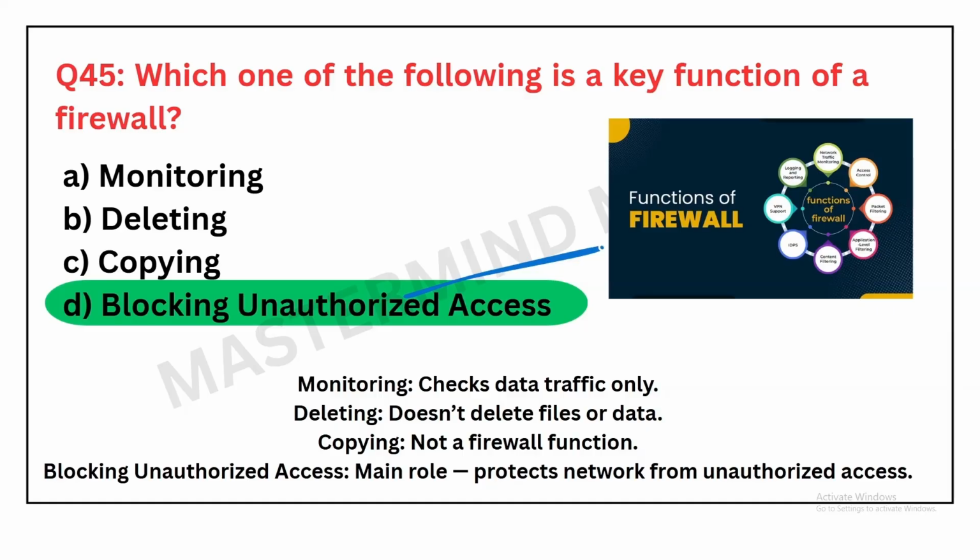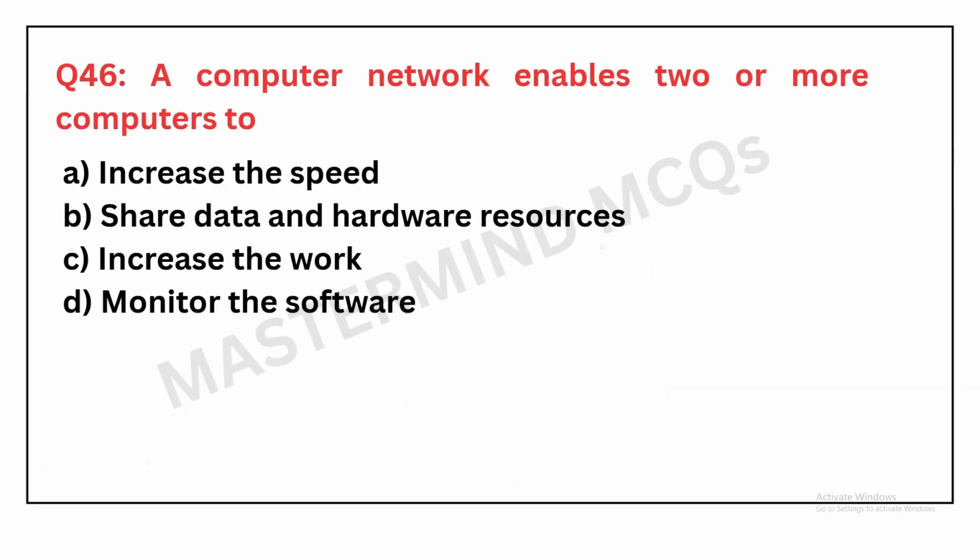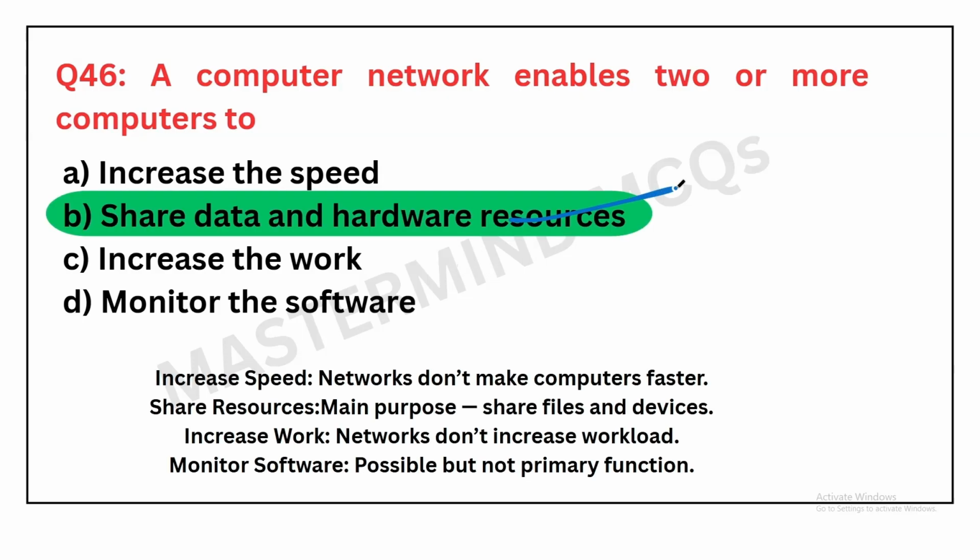Question number 46. A computer network enables two or more computers to option A, increase the speed, option B, share data and hardware resources, option C, increase the work, option D, monitor the software. The right answer is option B, share data and hardware resources.